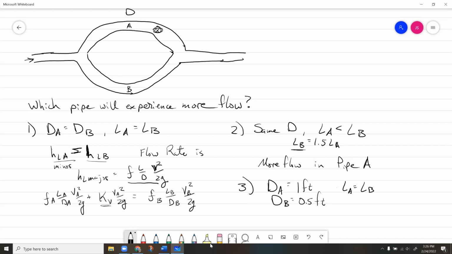So, we go from a bigger diameter to a smaller diameter, but in the bigger diameter, we're going to have a smaller velocity as opposed to the pipe with a smaller diameter, right? Mm-hmm. So if they both have the same lengths, and the valve is still in pipe A, is that right? Mm-hmm.